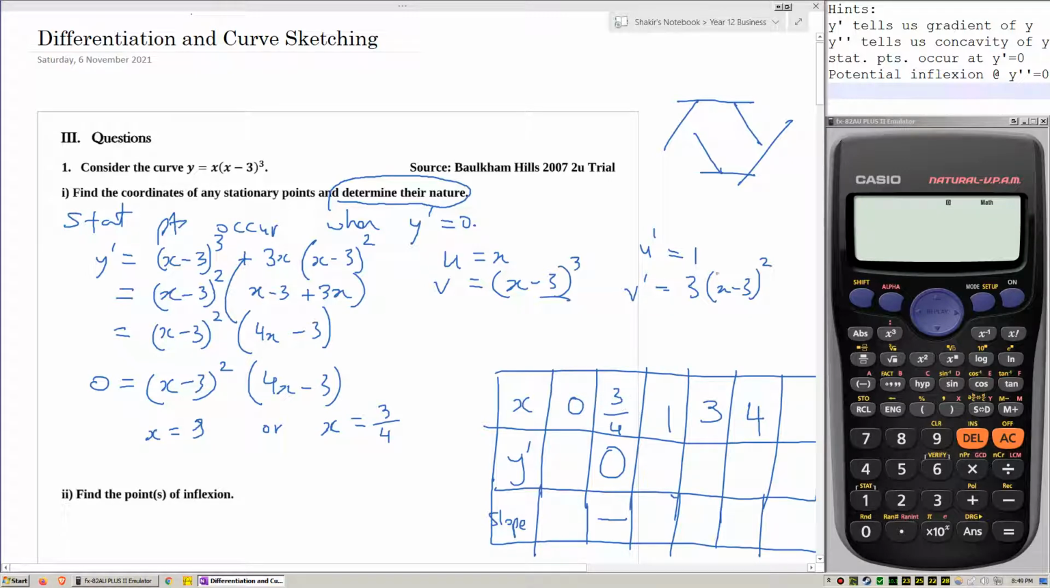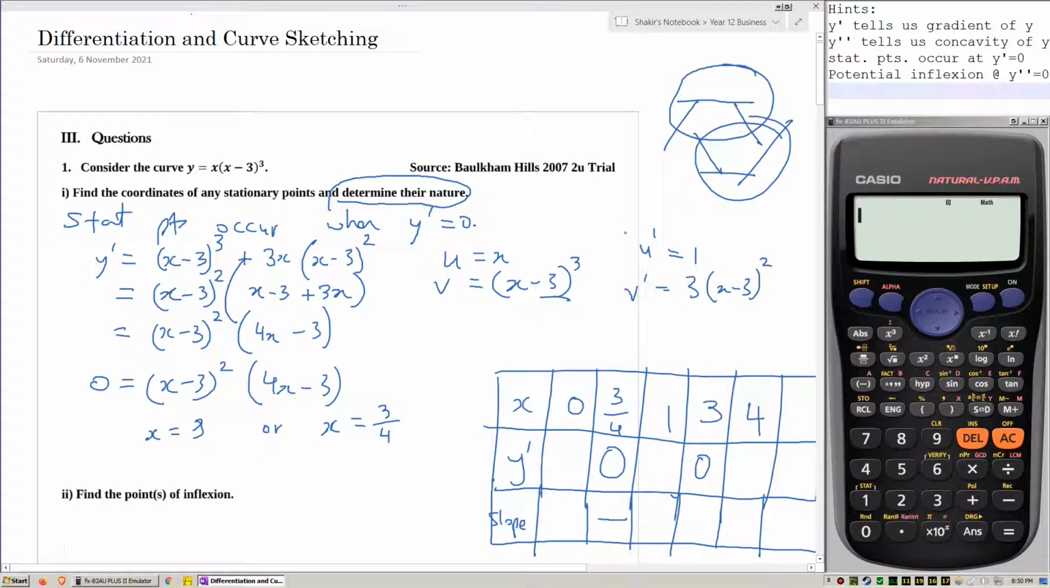And so what am I doing? I know the gradients are 0 at 3/4 and at 3. But what about just to the left of 3/4? And what about just to the right of 3/4? And really, I'm looking for that pattern or this pattern. And if I find that pattern, I can conclude it's a turning point.